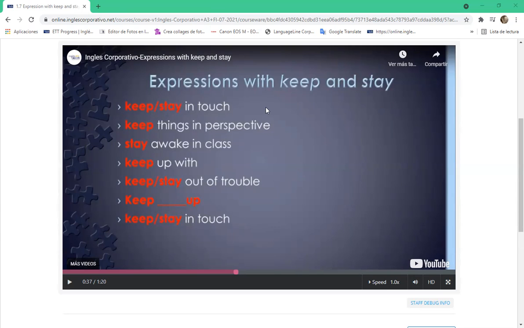Y miren, y hay muchos phrasal verbs. Keep things in perspective. Keep in. Keep. Keep things in perspective, okay? Here, le voy a hacer otra que no está aquí. Look. Keep on. You know what is keep on? Yes, to continue.